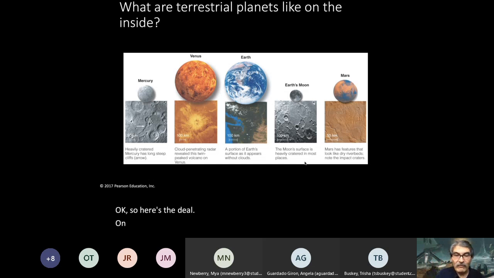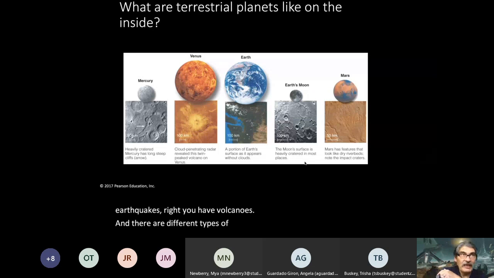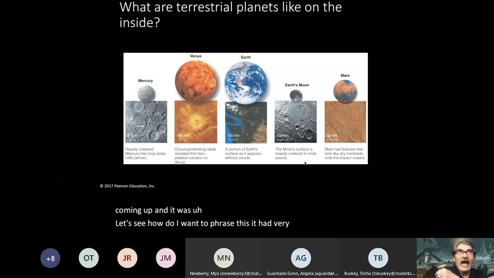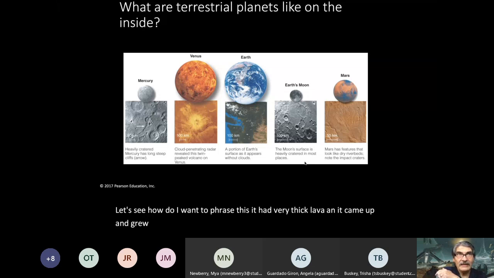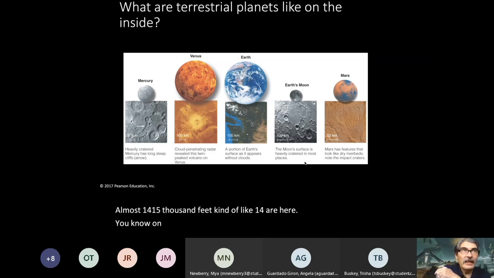So here's the deal. On the planet Zarquan, where you come from, Trisha, you have things like earthquakes, right? And you have volcanoes. And there are different types of volcanoes on your planet. There are super tall volcanoes. It had very thick lava, and it came up and grew to a great height, almost like 15,000 feet, kind of like a 14er here. On Zarquan, that kind of volcano is called a stratovolcano, because it is so tall.